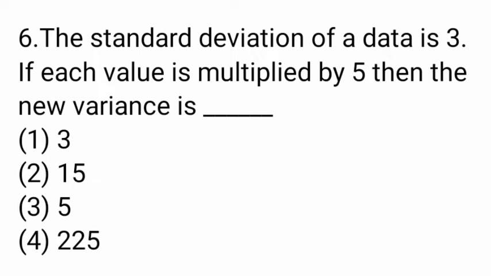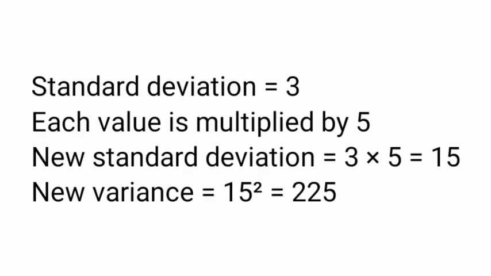Now take the square, that is the variance. Therefore the new variance is 15 squared. 15 into 15, what is the answer? It is 225. Yes, therefore the answer is 225. Option is 4. Standard deviation equal to 3, and each value is multiplied by 5, so the new standard deviation equals 3 into 5, which is 15. So the new variance equals 15 squared, because standard deviation squared means variance. So 15 squared equals 15 into 15, 225.